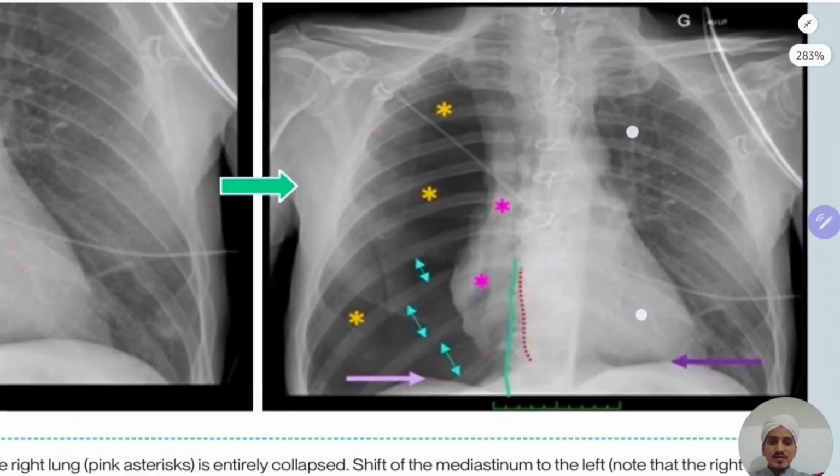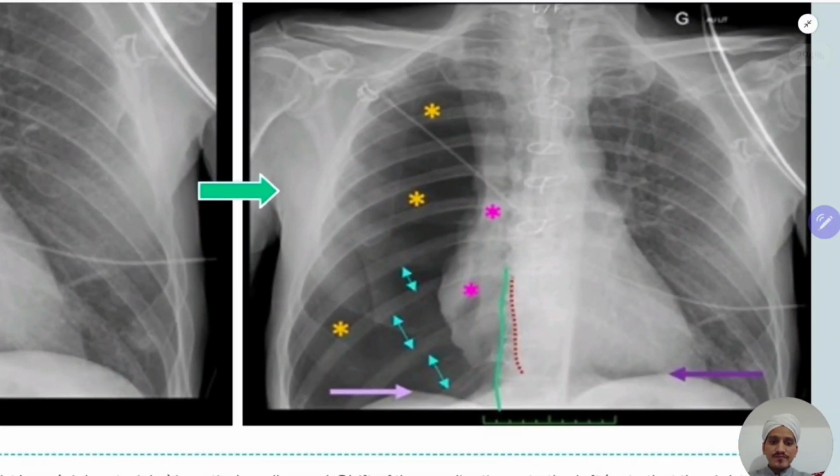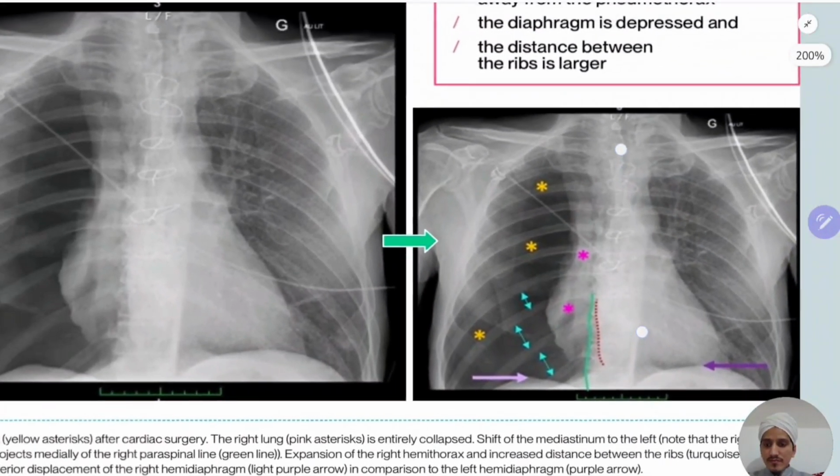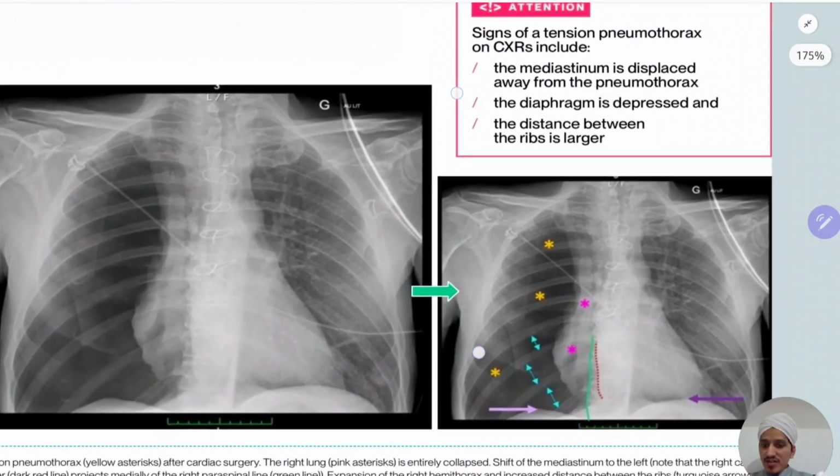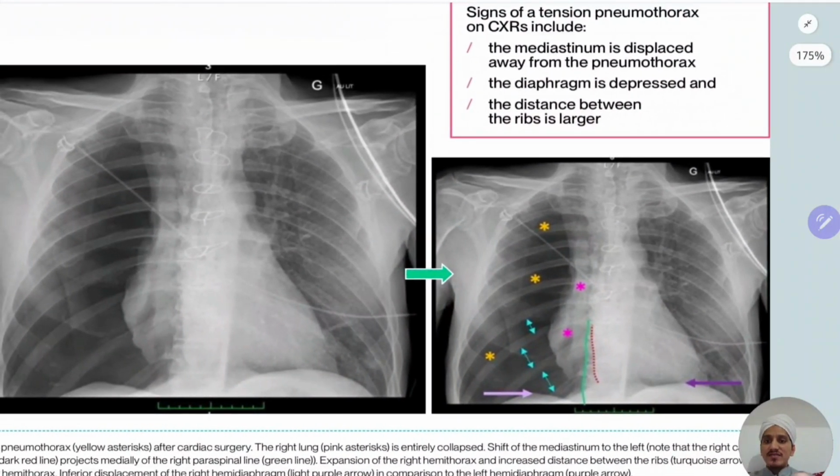So same things is shown here. Okay. So if I read, I said no, these are some sutures. So these are yellow asterisks, tension pneumothorax after cardiac surgery. So these are the sutures of sternotomy. These are sutures of sternotomy. Okay, sternotomy sutures. The right lung is entirely collapsed.